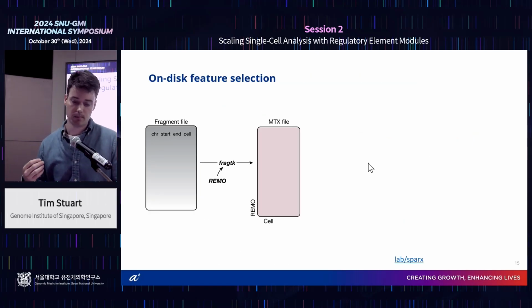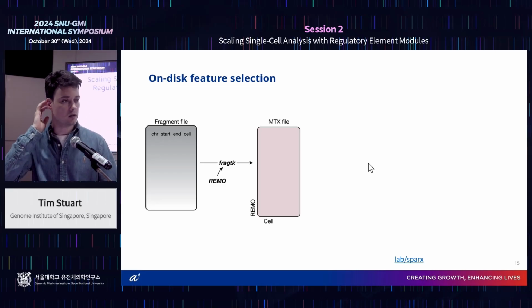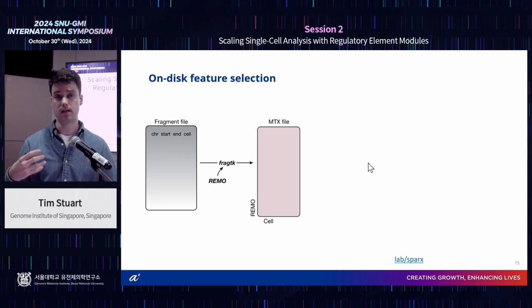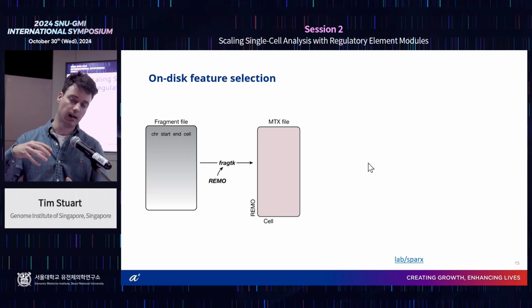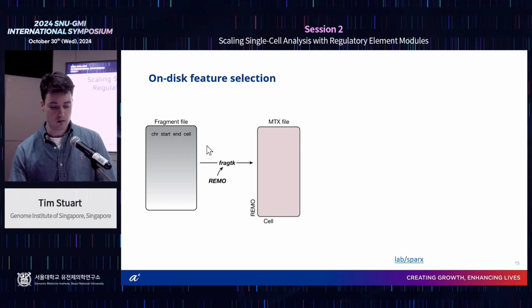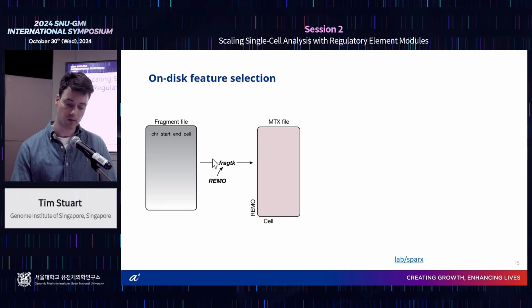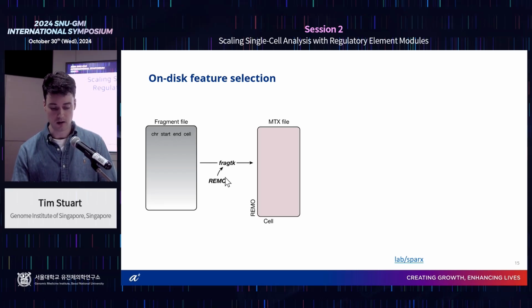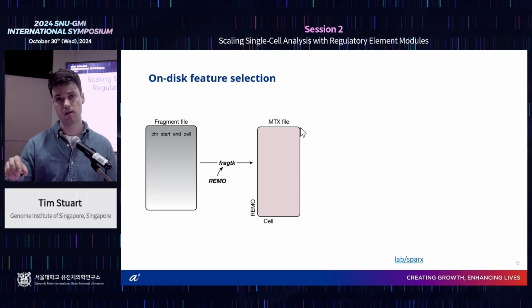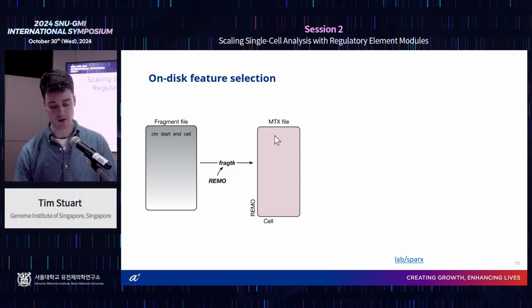But the benefit in terms of scalability really only applies if we can do some disk-based subsetting of the features, right? Because we don't want to create this giant matrix and then have to load that into memory and subset it into the top 20,000. That just doesn't make sense. So, what I showed so far is we have our raw data as this fragment file, and then we have this fragtk software that we developed combined with our REMO modules that we identified. And using these, we can create our sparse matrix, a REMO module by cell matrix, which is a sparse matrix that lives on disk as a MTX file, right? It's just a sparse matrix format.